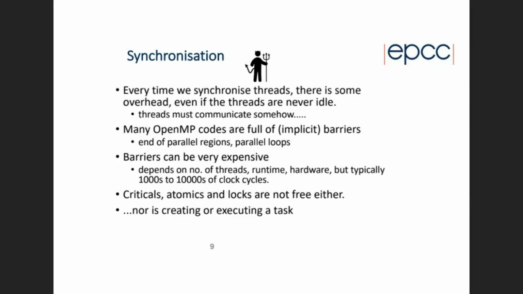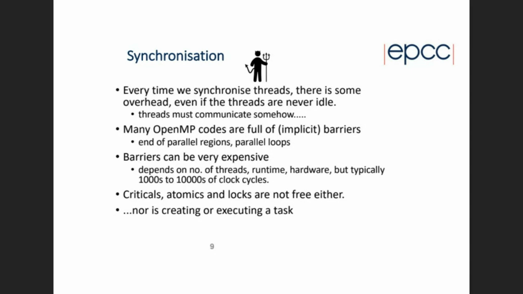And in particular, the way OpenMP is designed, you tend to end up with a lot of barriers, mostly implicit barriers at the end of parallel regions or parallel loops. And barriers are actually quite expensive. It depends on the number of threads, the runtime implementation and the hardware, but typically you're looking at thousands to tens of thousands of clock cycles to execute a barrier. So that's quite expensive. You can do quite a lot of computation in 10,000 clock cycles.